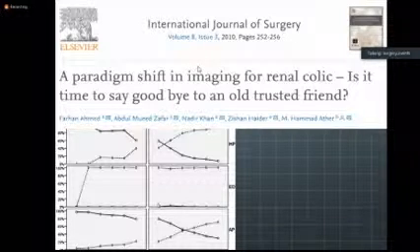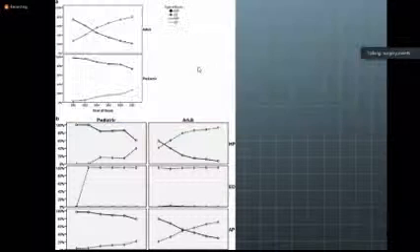As you can see in various graphs, the number of CT versus IVU have changed significantly. The number of CT scans done increased, both in adults and in children.